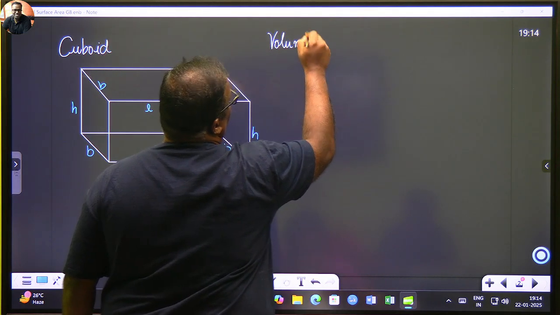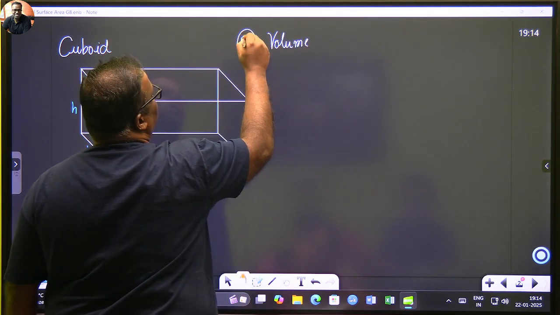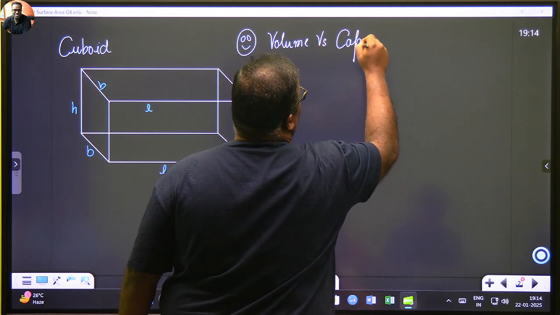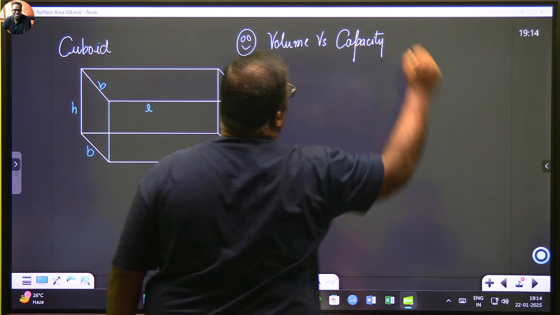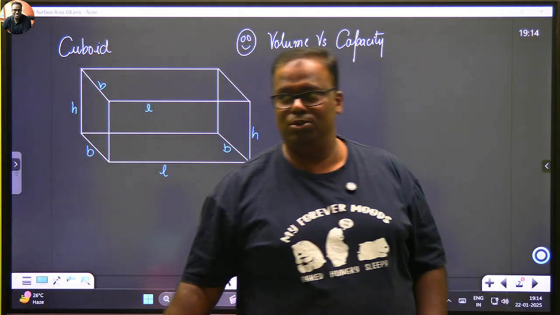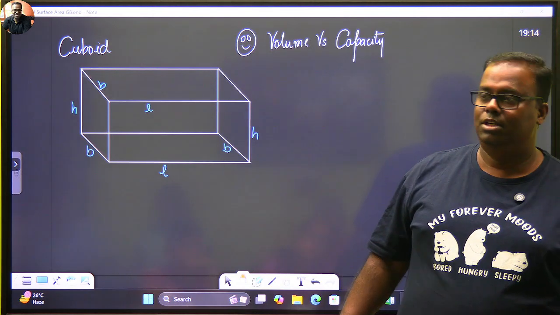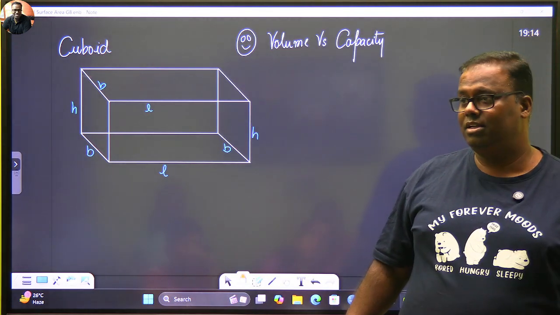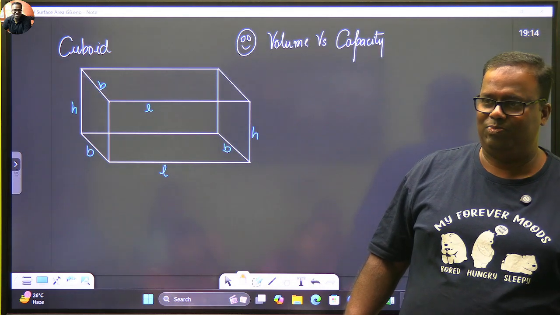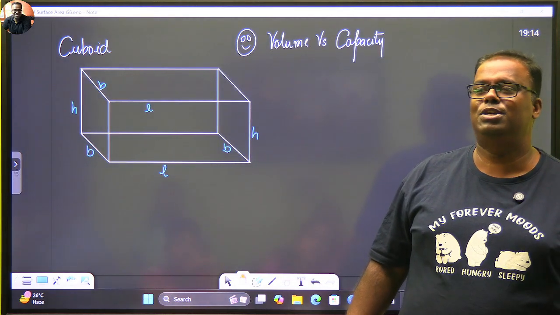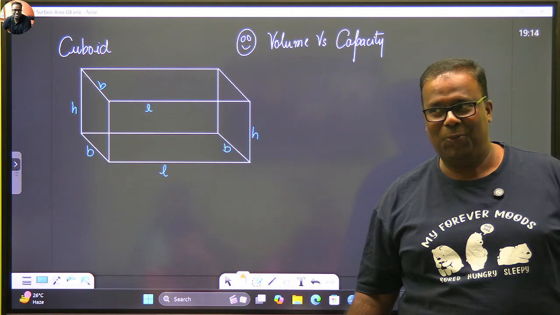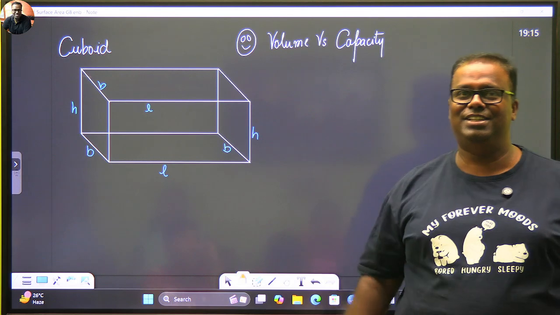Saying volume brings one more word. What is the other word? Capacity. What is the difference between volume and capacity? I've told you once. Vakul's capacity is to eat 8 dosas. Do we say Vakul's tummy's volume can have 8 dosas? No. So what is the difference between volume and capacity?